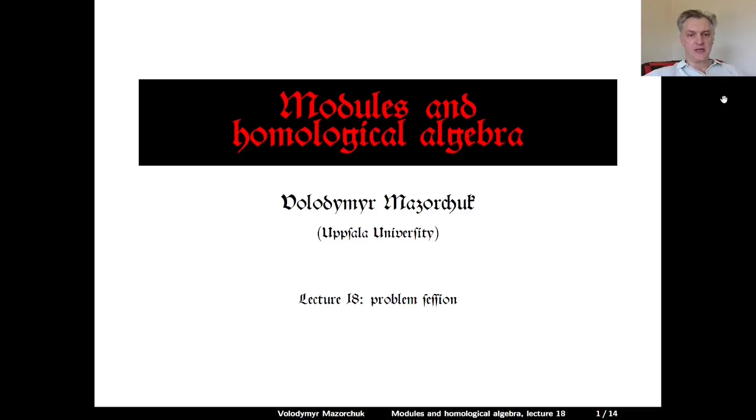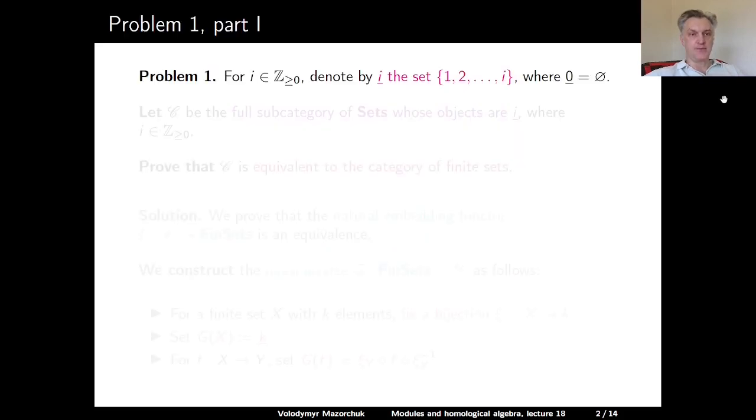Modules and Homological Algebra, Lecture 18, Problem Session. Problem 1. For a non-negative integer I, denote by I underlined the set which consists of all elements 1, 2, 3, and so on up to I. So here 0 underlined denotes the empty set.